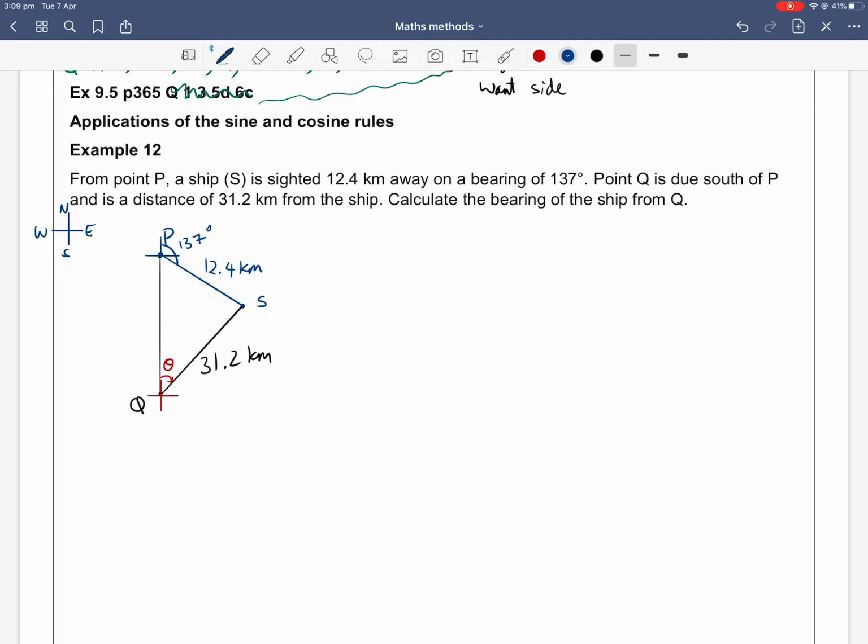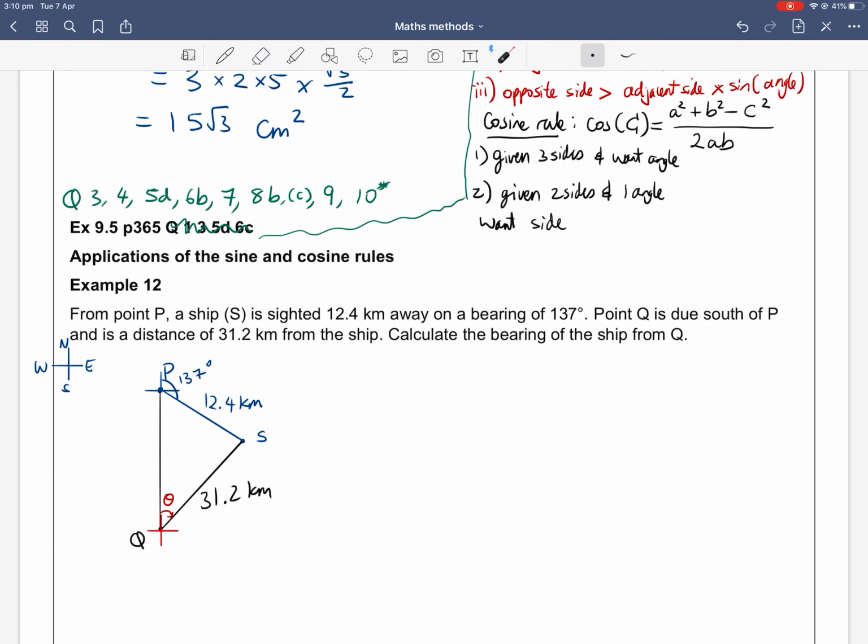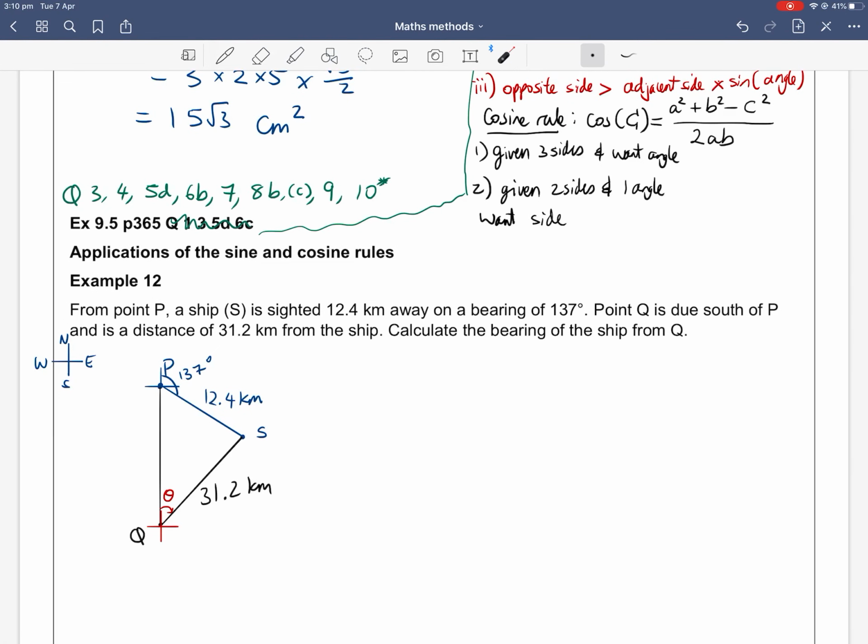Right, so the question is, well, what do we do? What formula can we use to work this out? Well, let's see what we are told. We're given two sides and we want to find an angle. So remember, in cosine rule, one scenario in which we use it is when we're given three sides, which we don't have because it's not easy to work out PQ right now. So we can't use scenario 1 for cosine rule.